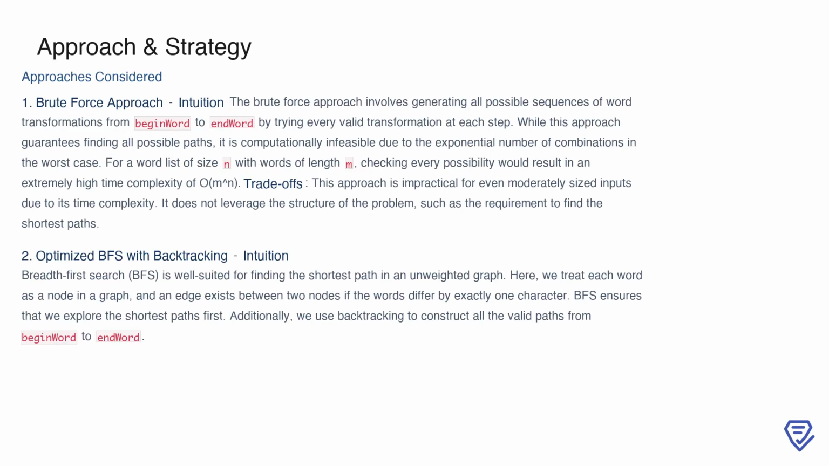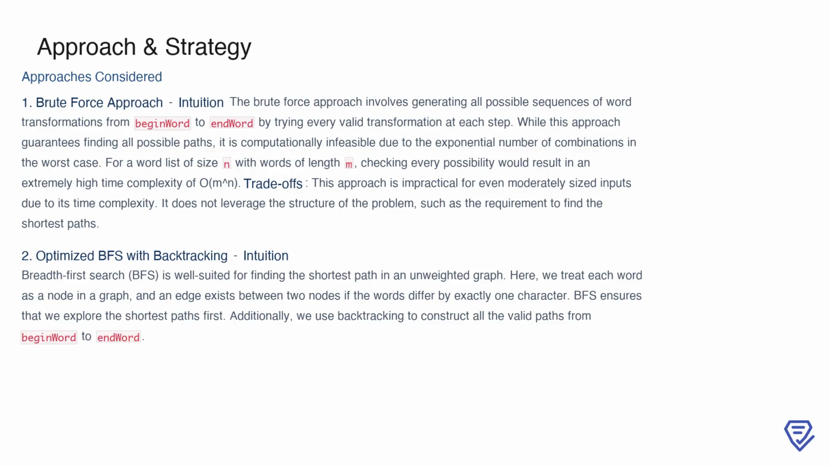To solve the Word Ladder 2 problem, we considered 2 main approaches. The first is the brute force approach. The intuition behind this method is straightforward: generate all possible sequences of word transformations from the beginWord to the endWord, trying every valid option at each step. While this guarantees that we find all paths, it becomes computationally infeasible very quickly.